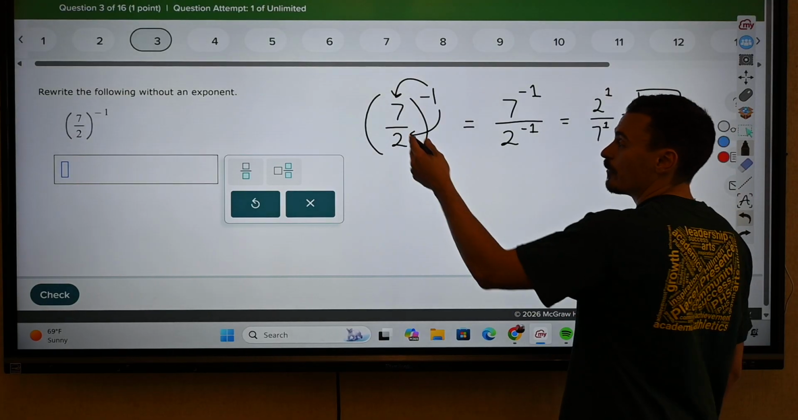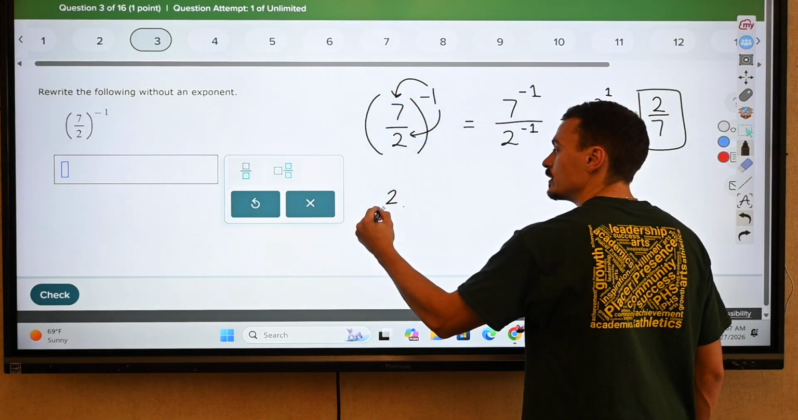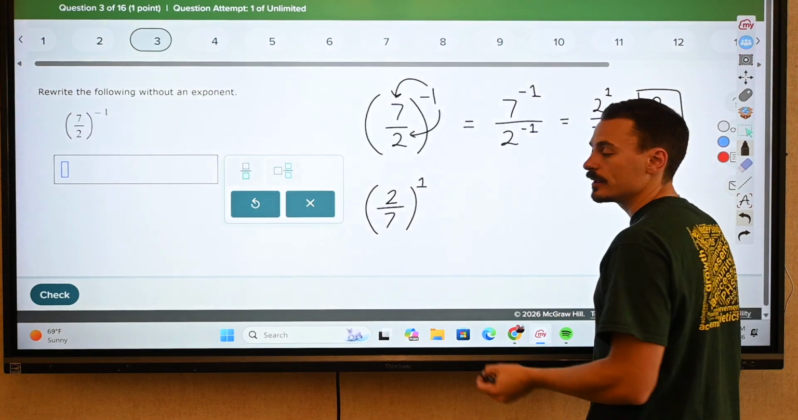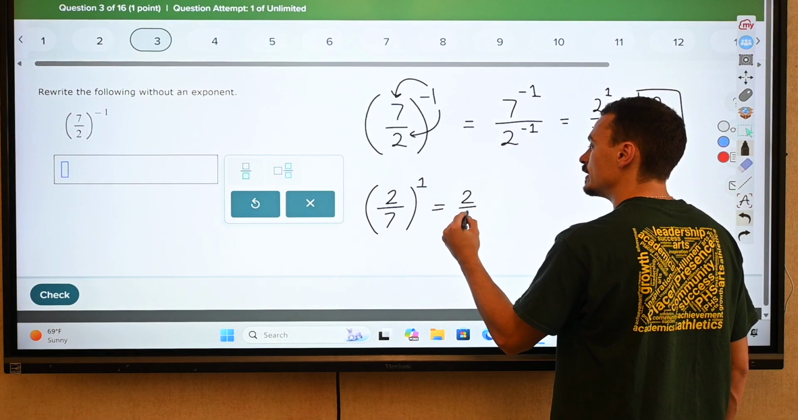Okay, you could also do that from here. You can go 2 over 7 to the 1. That's a little math trick, which is just equal to 2 over 7.